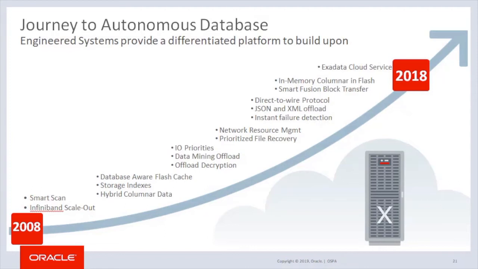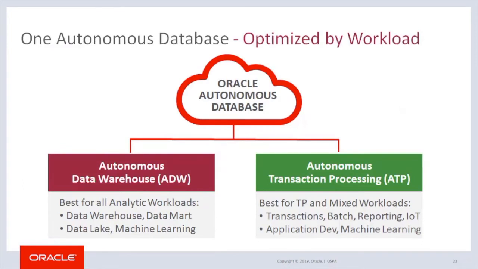We have also spent the last decade working on the database infrastructure with our engineered systems, which provide the best platform for the Oracle database, as they are the only pre-configured, pre-tested, and optimized platforms for the database. Oracle Autonomous Database is actually a family of cloud services, with each member of the family optimized by workload. The first member of the family is the Autonomous Data Warehouse, which has been optimized for analytic workloads such as data warehouses, data marts, or as part of a data lake.